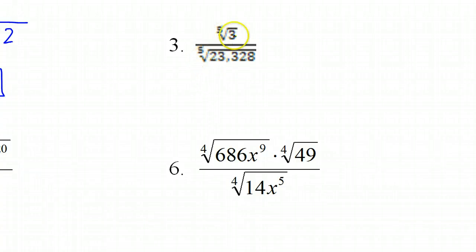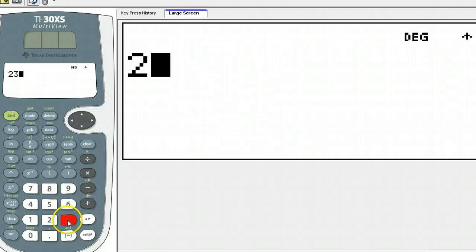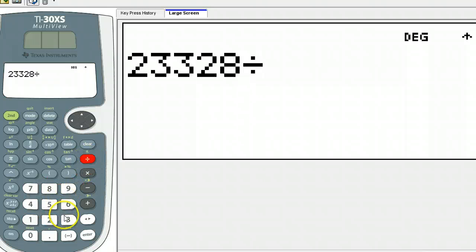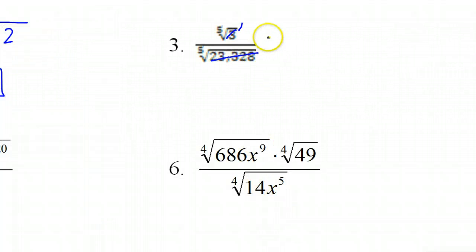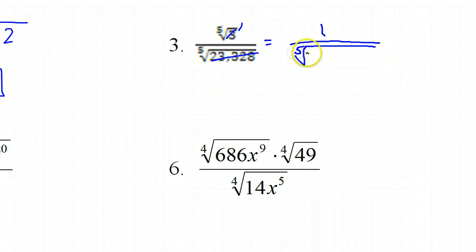Now, let's see, looking at this, again they're both the fifth root. So I can do the division. 3 goes into itself once. So it's a matter of how many times 3 goes into 23,328. Well, it goes in 7,776 times. So that means what I have here so far is 1 over the fifth root of 7,776.